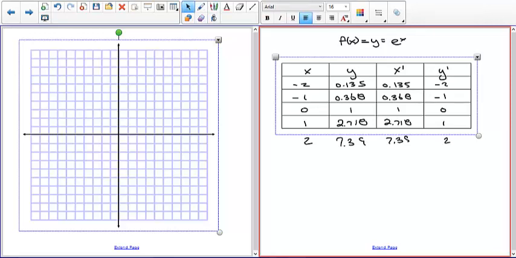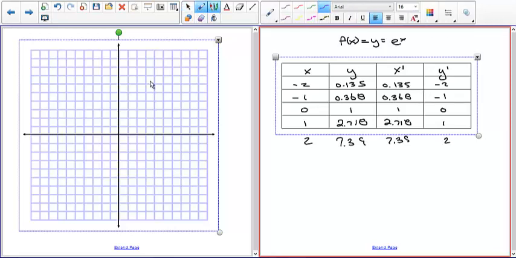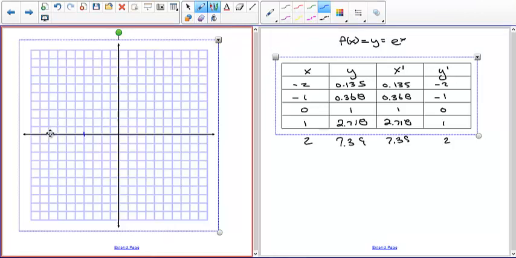Okay, so let's plot the two functions. So I'm going to plot this first function. And what we'll do is we'll use a slightly larger scale here so we can see things. So I'm going to stretch out the scale in the x direction. This is -2, -1, 0, 1, 2. In the y direction, we'll go from -10 to +10.